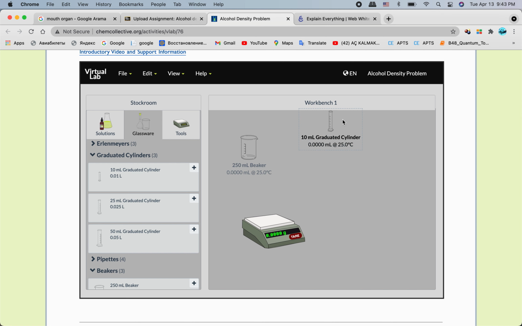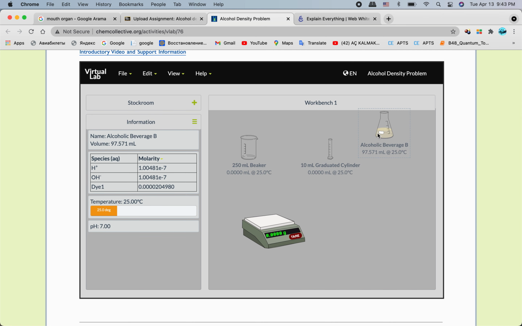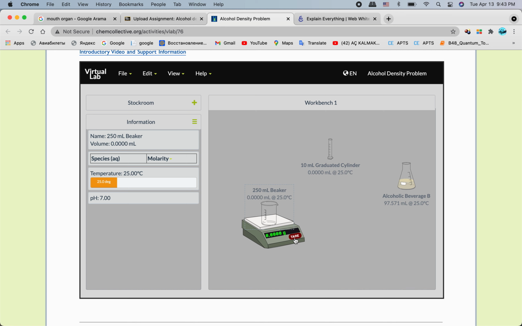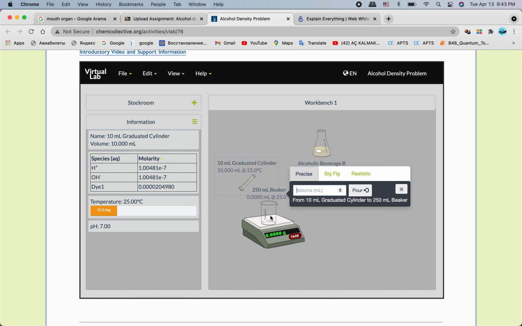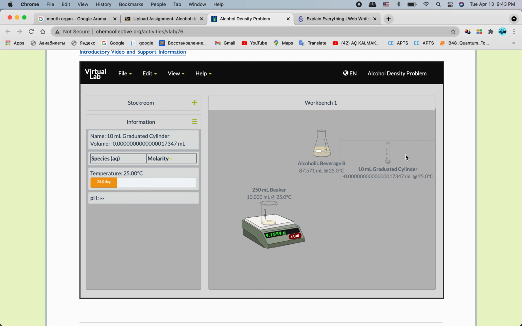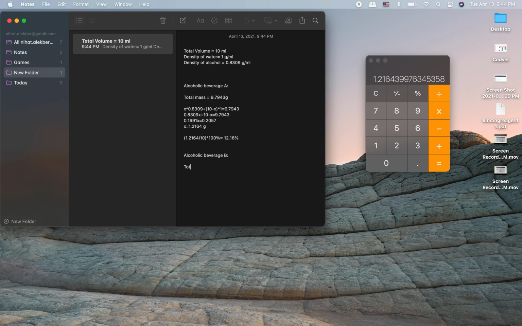Okay, let's put one more cylinder, and where's our beverage B, and put it right here, and drop 10 milliliters, and that's it, and drop right here. We got our result, 9.1834. My Mac just goes crazy. Let's move on: total mass equals 9.1834.